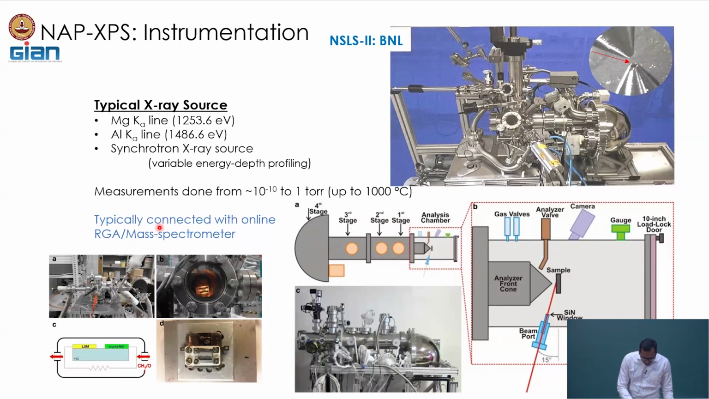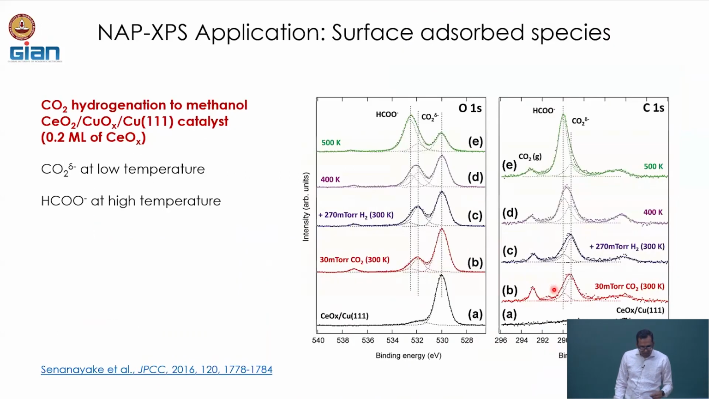And here I am showing a typical diagram of an in situ cell for the NAP XPS, where you can see the sample can be mounted, and it can be heated to a higher temperature with some amount of gases being flown, as shown in this diagram here. Okay, a few examples of how XPS can be utilized to determine different things.